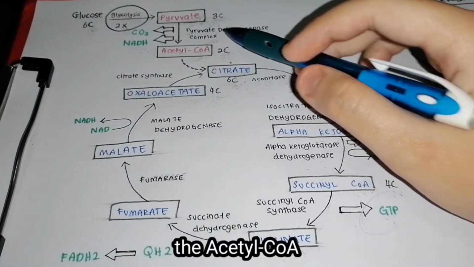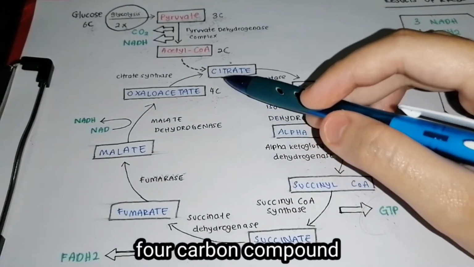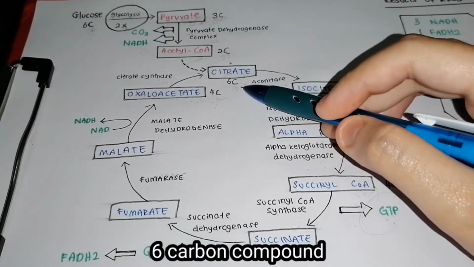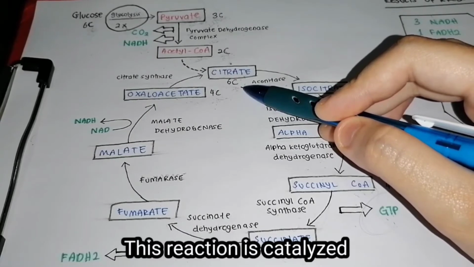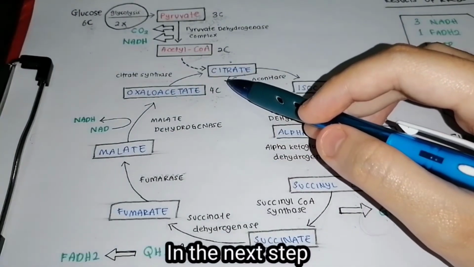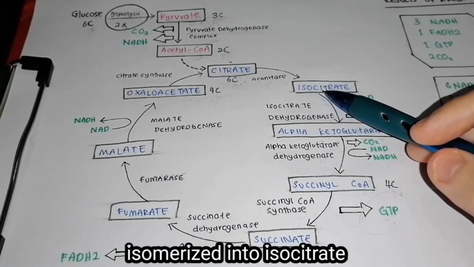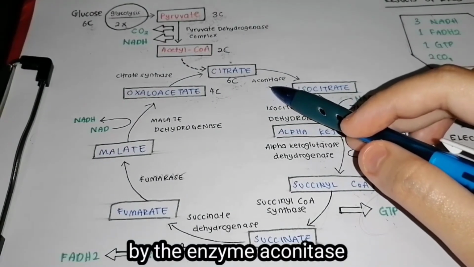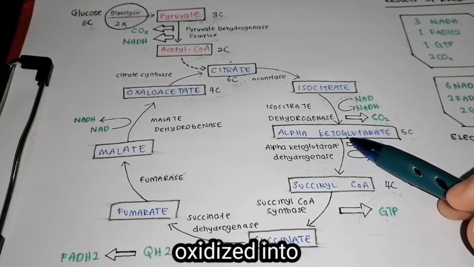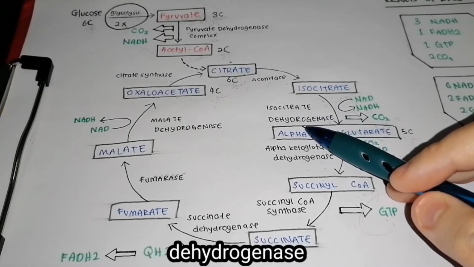In the next step, the acetyl-CoA combines with oxaloacetate, which is a 4-carbon compound, to form citrate. Hence, the resulting molecule is a 6-carbon compound. This reaction is catalyzed by the enzyme citrate synthase. In the next step, the citrate is isomerized into isocitrate by the enzyme aconitase. Next, the isocitrate is oxidized into alpha-ketoglutarate by the enzyme isocitrate dehydrogenase.